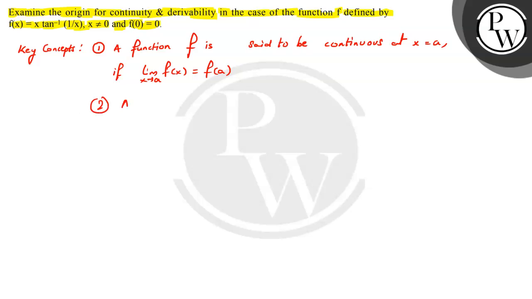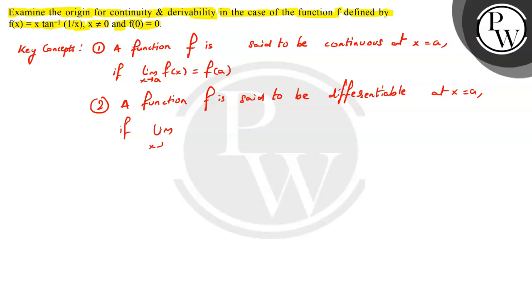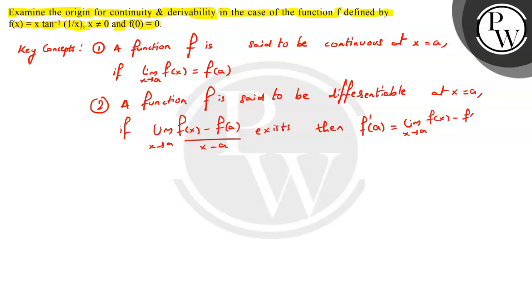The second key concept is a function f is said to be differentiable at x equals a if limit x tends to a f(x) minus f(a) divided by x minus a exists. Then the derivative of f at a is equal to the value of the limit, that is limit x tends to a f(x) minus f(a) divided by x minus a.